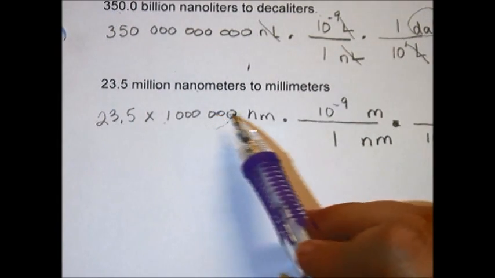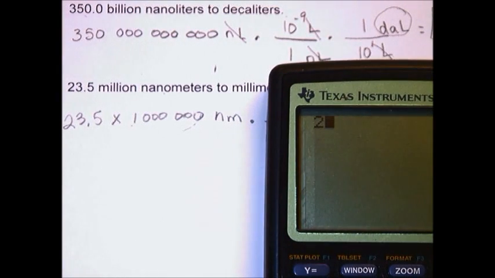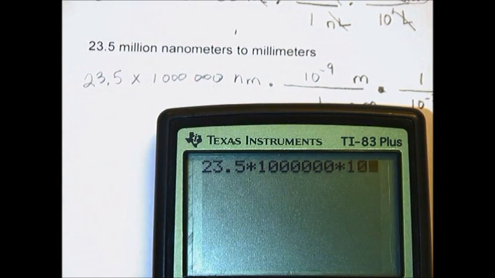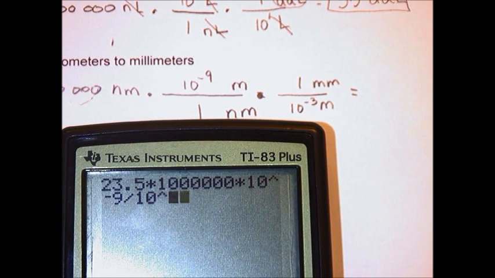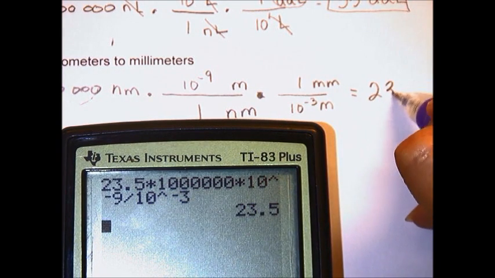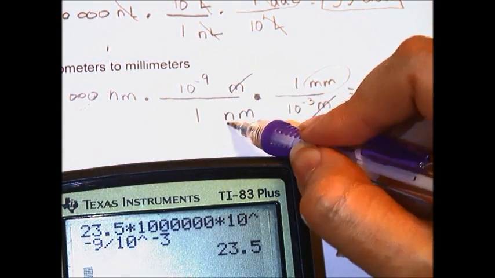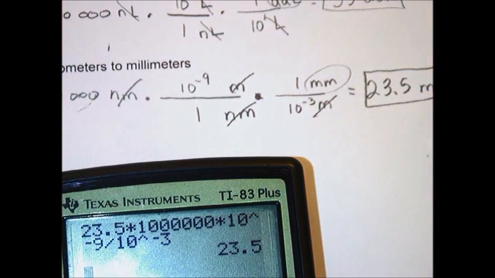And now once again, I can multiply the stuff that's on the top and then divide by the thing that's on the bottom. So 2.35 times the million. Is that right? Yep, looks good. Then times 10 to the negative 9th. Then divide by the 10 to the negative 3. And we get 2.35 what? Well, we are going to millimeters. Let's check if it all canceled. Meters, meters, nanometers, nanometers. Yep, cancels out. So we're left with millimeters. And we're done.